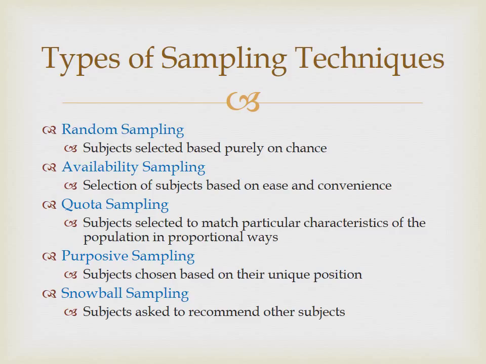And then finally, there's something called snowball sampling. And this is where you perhaps enroll a subject in your study and you suspect that that person may be well connected to others who would be useful for your study. So you ask that subject to recommend other subjects.